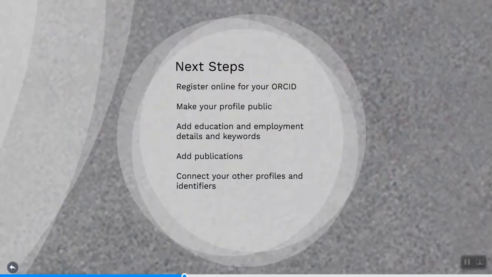Register online and make sure you make your profile public. The more information your ORCID profile contains about you, the better your ORCID will work. So add as much detail as you can, especially about your education and employment details. Adding keywords about your research can be helpful if you haven't yet got any publications to add. If you do have publications, add them and connect your other profiles and identifiers to keep that publication list updated.